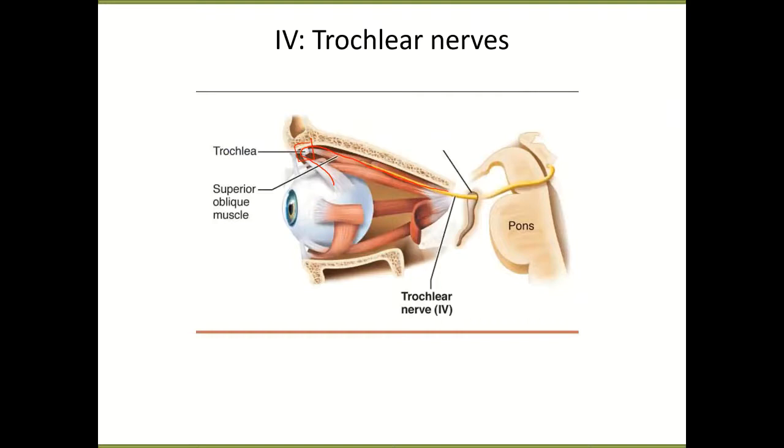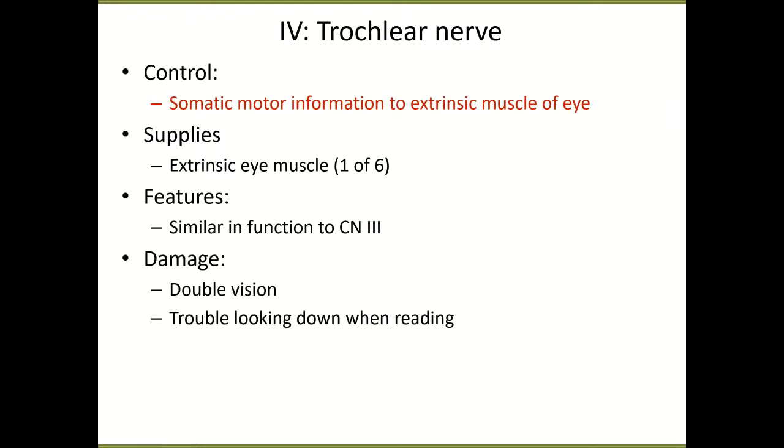Yes, the oculomotor nerve supplies 4 of the 6. The trochlear nerve just supplies 1 of the 6. We're set up really dumb. Evolution sucks. So this guy is going to control an extrinsic eye muscle. If it's extrinsic, it's skeletal. If it's skeletal, it's somatic motor. It does, at least for the somatic motor part, much the same thing as cranial nerve number 3. And if you damage it, you get some of the same effects as cranial nerve number 3. You get double vision. You might have trouble reading.